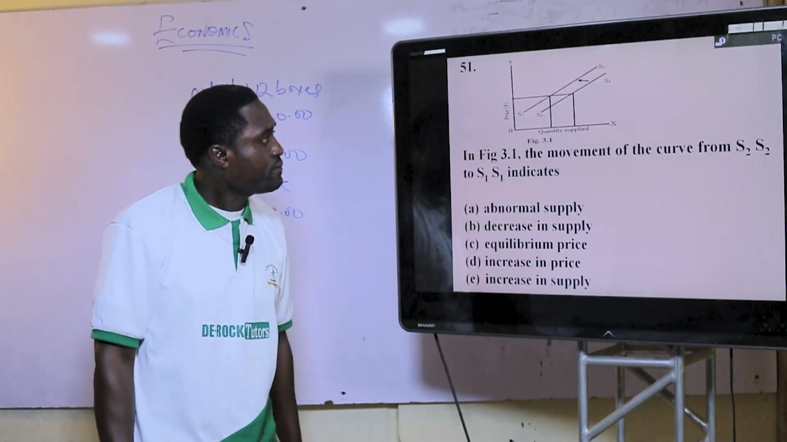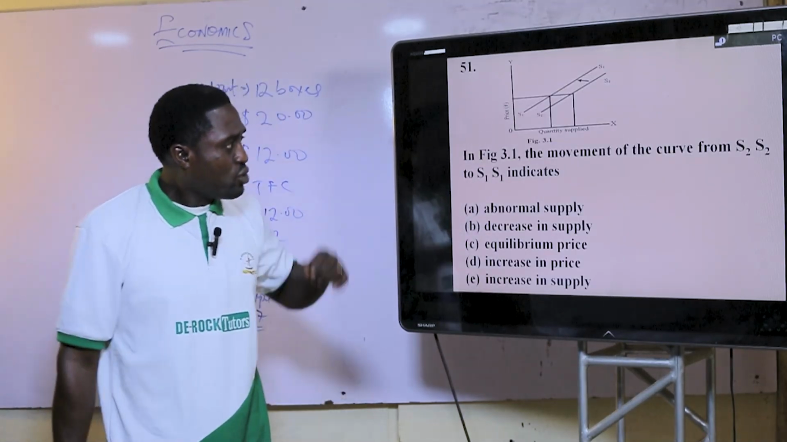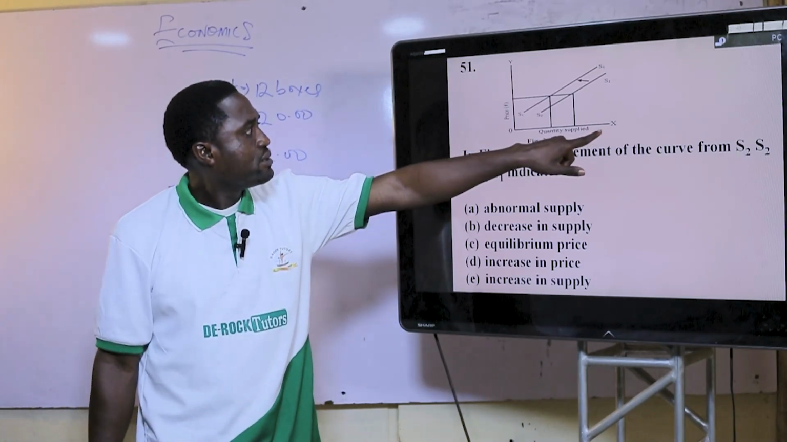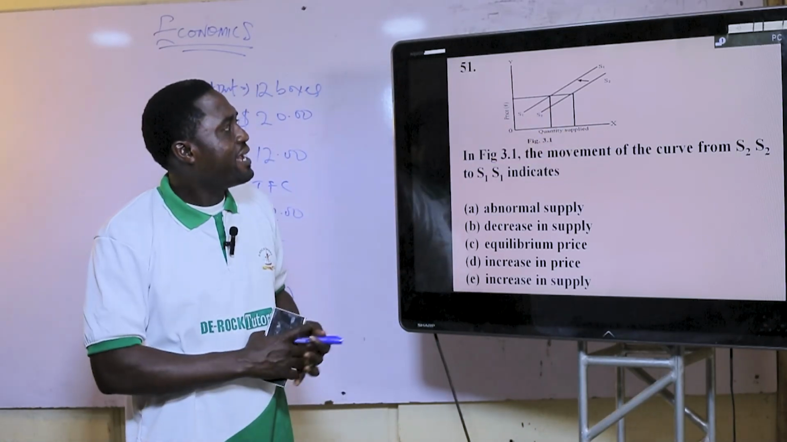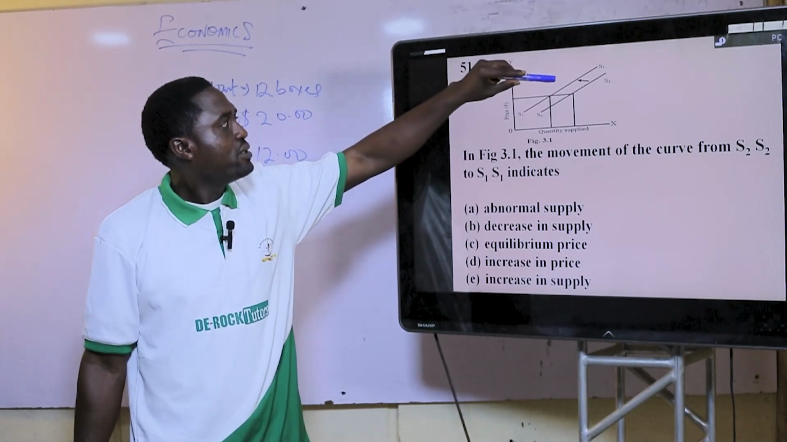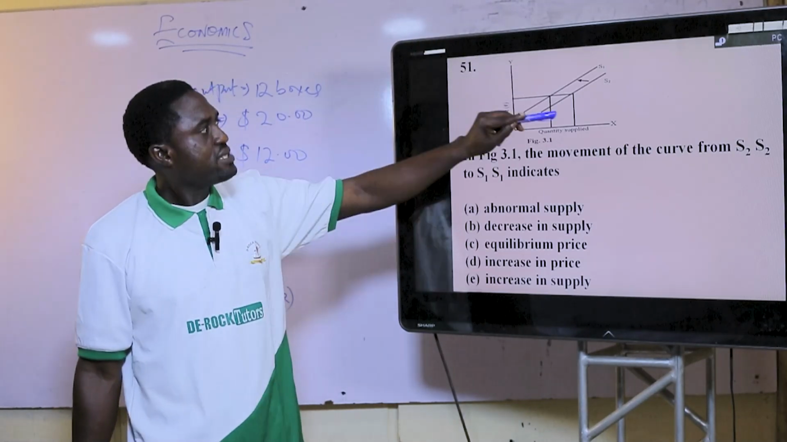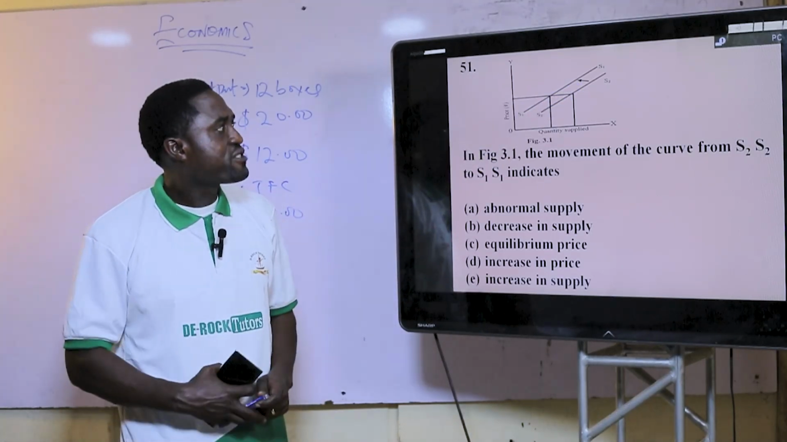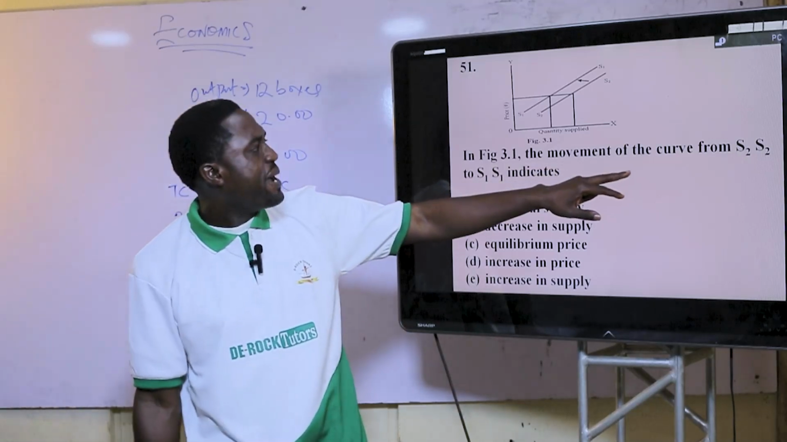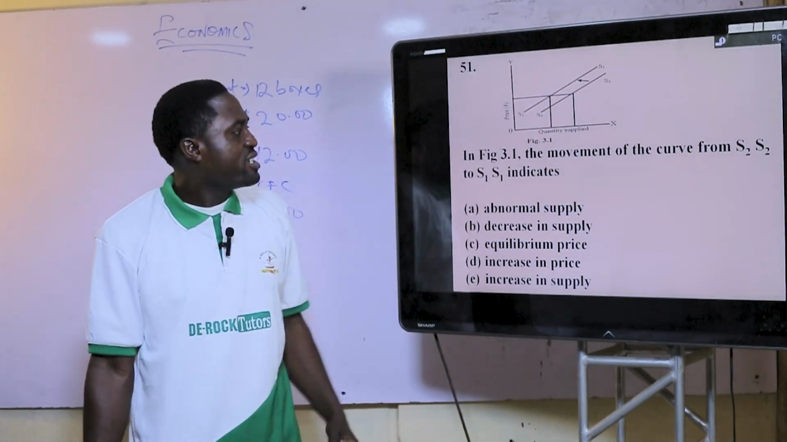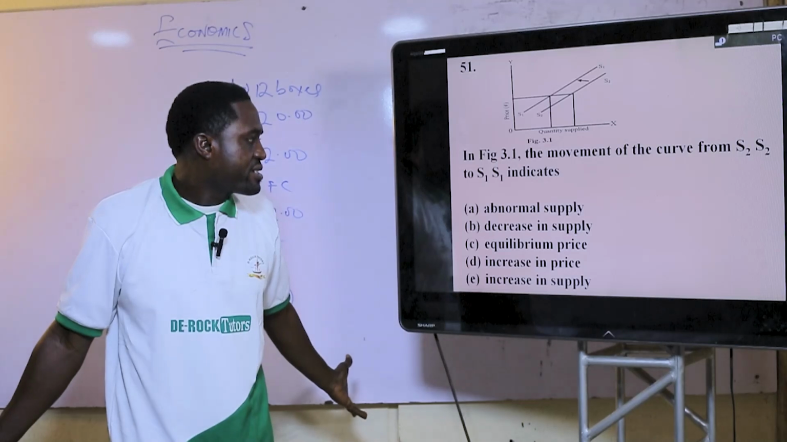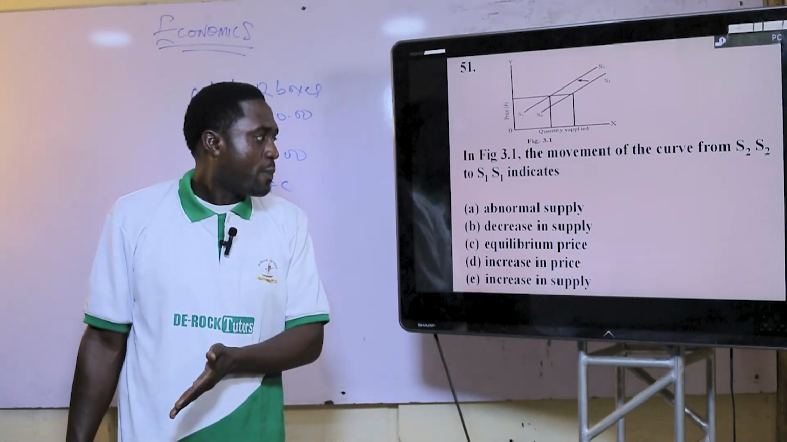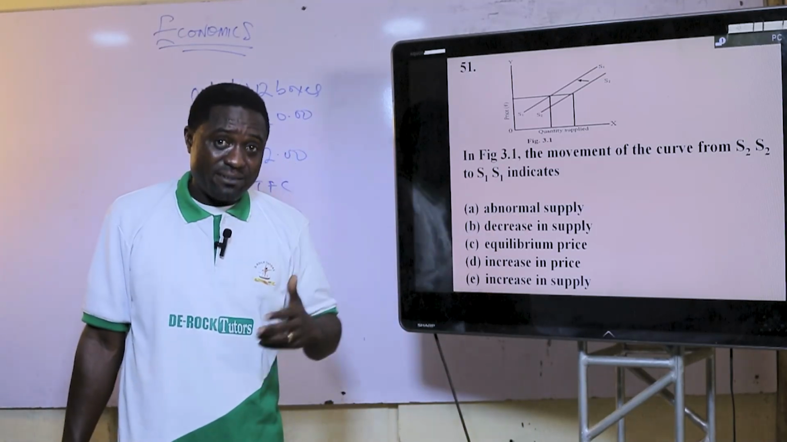The next question. Now, 51. You can see from this diagram, this is y, this is 0, this is x. Now, this is supply. You can see the supply curve shifts backward, from S2 to S1. You can see this arrow. The movement of the curve from S2 to S1 is what? It is a decrease in supply. It's not abnormal supply.